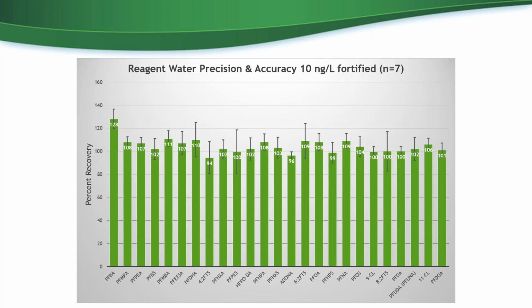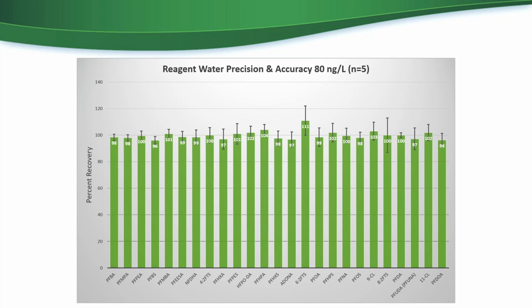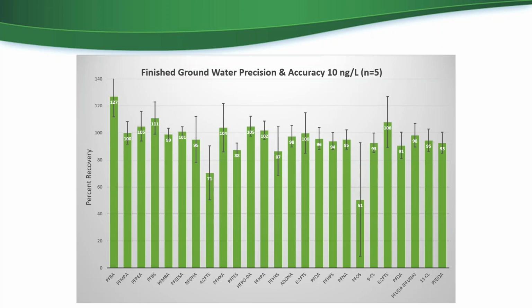So here's just some data. Reagent P&A, that's a 10 nanogram per liter sample. And then if we take it up and do 80, and then a finished groundwater sample. And this one's interesting, is the PFAS right here. Let me try and see if I can make this work. Laser pointer. There we go.